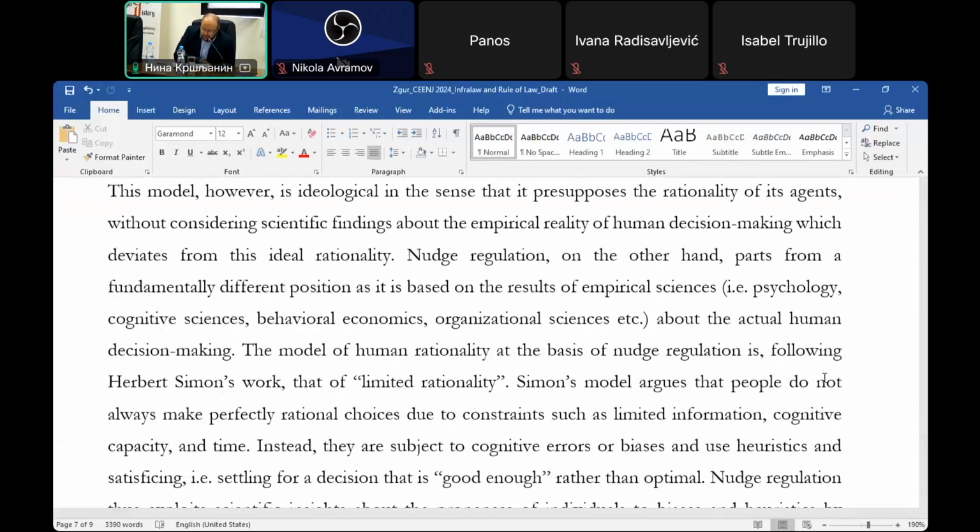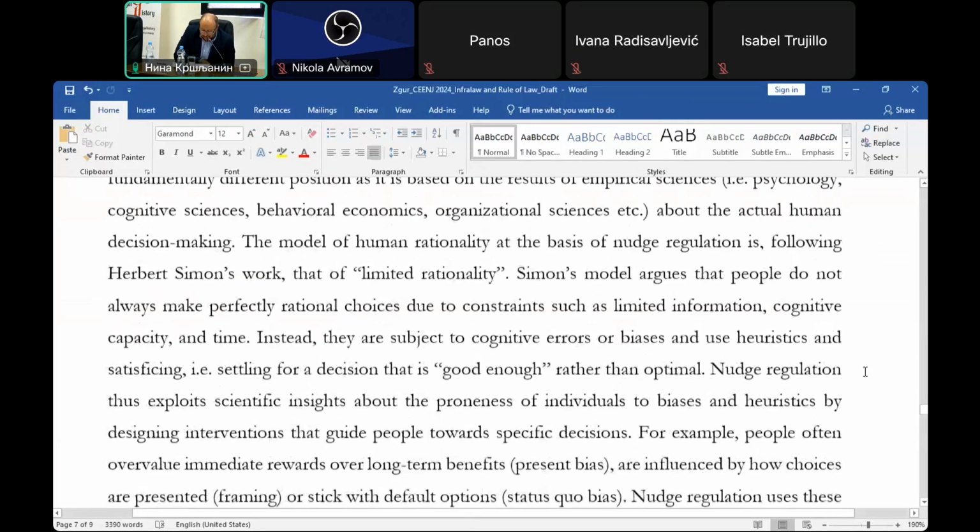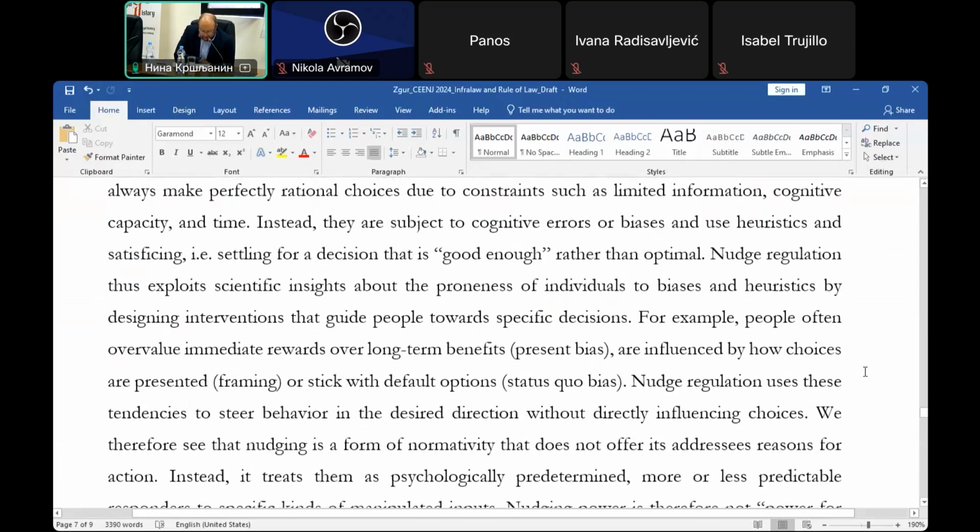Nudge regulation, on the other hand, departs from a fundamentally different position, as it is based on the results of empirical sciences, such as psychology, cognitive sciences, behavioral economics, and so on, about the actual human decision-making. The model of human rationality as the basis of nudge regulation is, following Herbert Simon's work, that of limited rationality. Simon's model argues that people do not always make perfectly rational choices due to constraints such as limited information, cognitive capacity, and time. Instead, they are subject to cognitive errors and biases and use heuristics and satisficing.